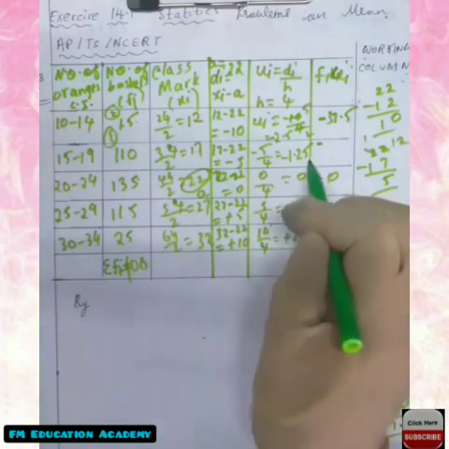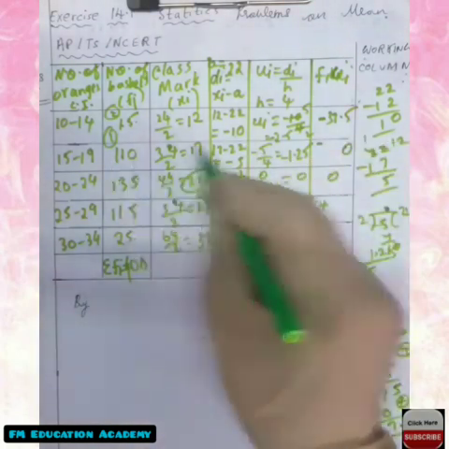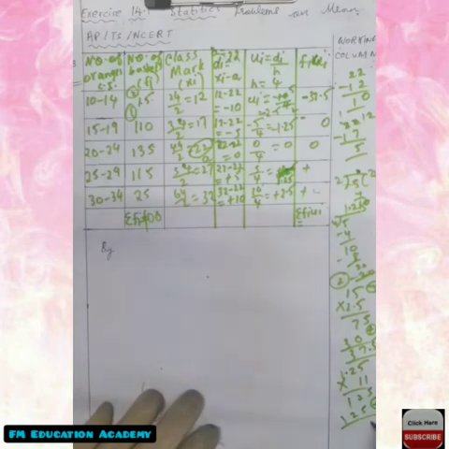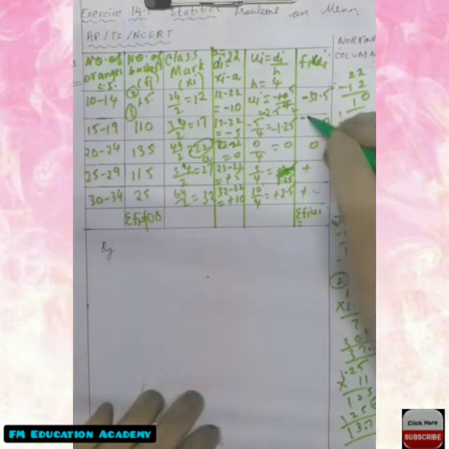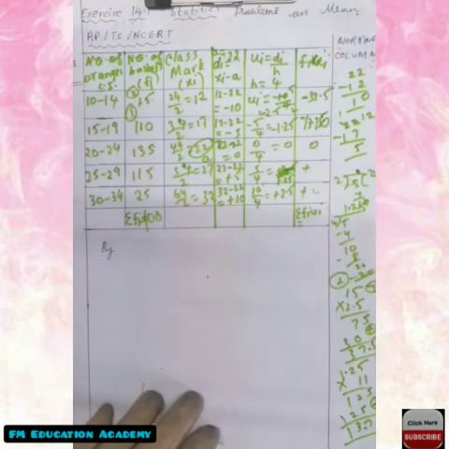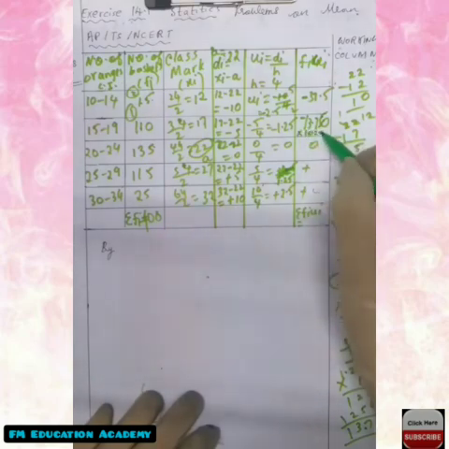110 into 1.25. 0 I will keep as it is. I will multiply 11 into 1.25. 1 5 is 5, 1 2 is 2, 1 1 is 1. 5 plus 2 is 7. 2 plus 1 is 3. 13.75. And 13.75 into 10, so that is nothing but minus 137.5.